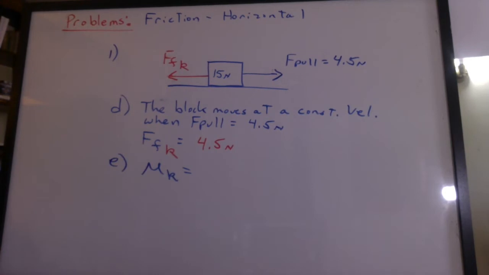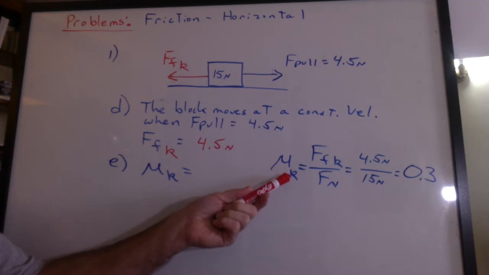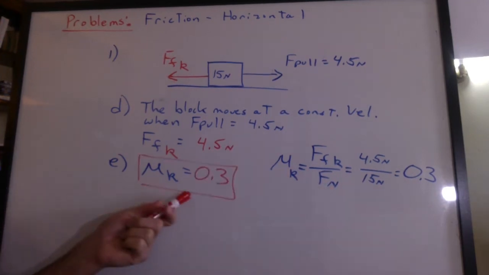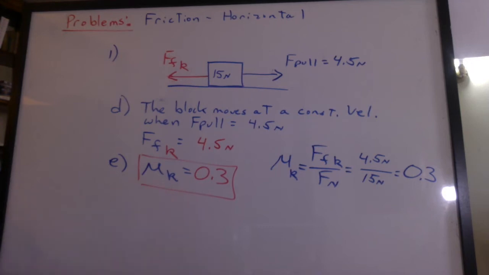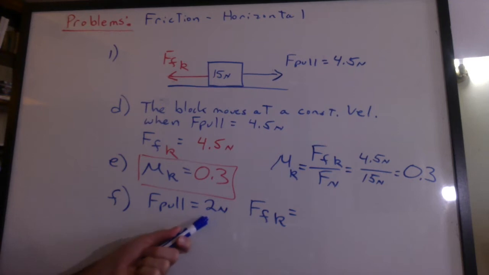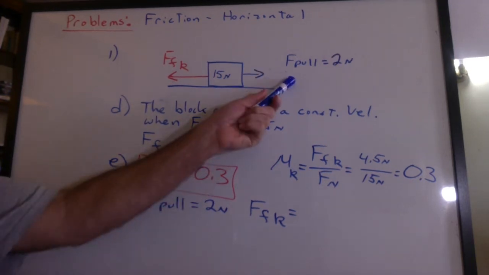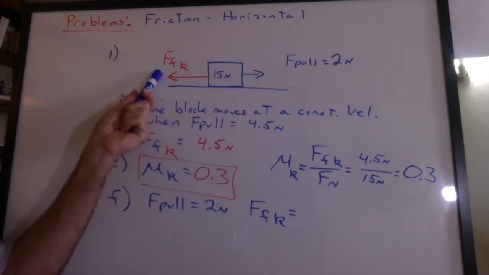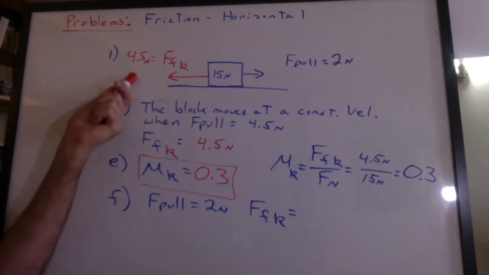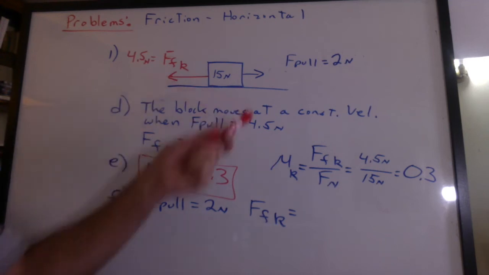Now you can find the coefficient of kinetic friction. You use your friction formula, you get 0.3, and there's your kinetic coefficient of friction. Remember that now. Now I'm going to reduce the pull to 2 newtons. That pull is less than the force of friction. The force of friction is still 4.5 newtons because the block is moving.